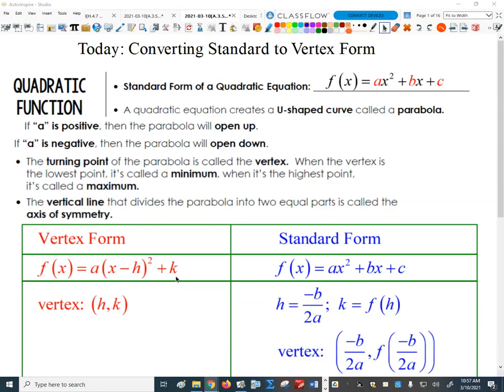Right? Where a, h, and k would be the numbers we plug into vertex form. a is the vertical dilation factor. Most importantly, h and k are the coordinates of the vertex, right? So we know we've done a lot of work with that.